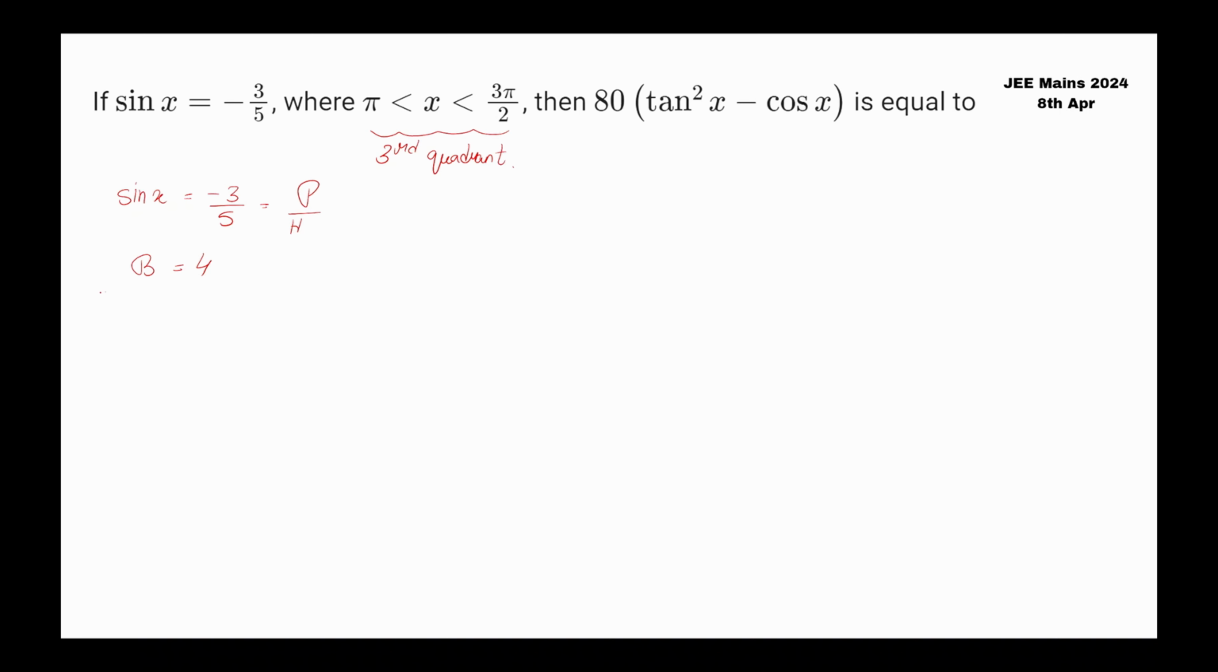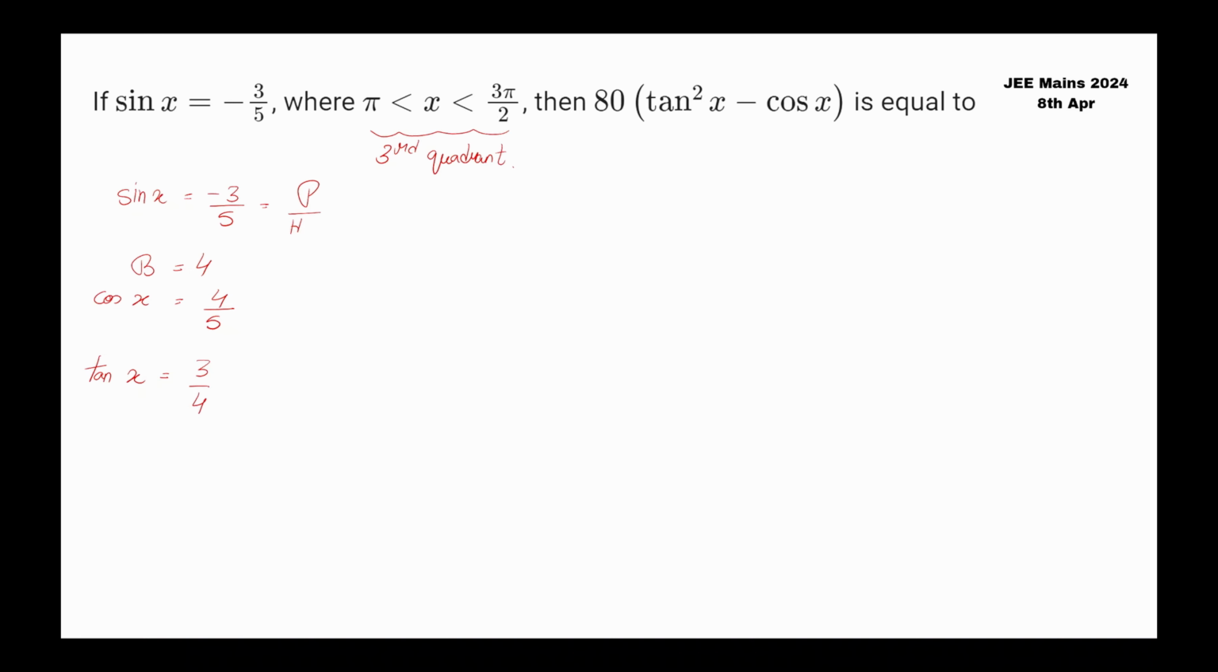And since our base is 4, how can I write out my cos x? My cos x would become base by hypotenuse, so it would become 4 by 5. What would my tan x become? My tan x would be written as perpendicular by base. So it would become 3 by 5. Sorry, 3 by 4.